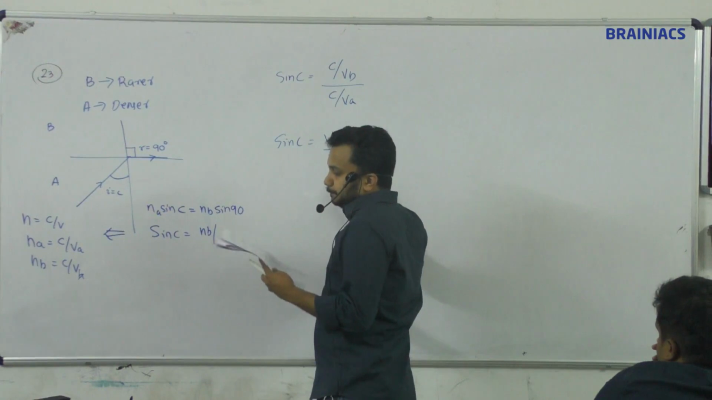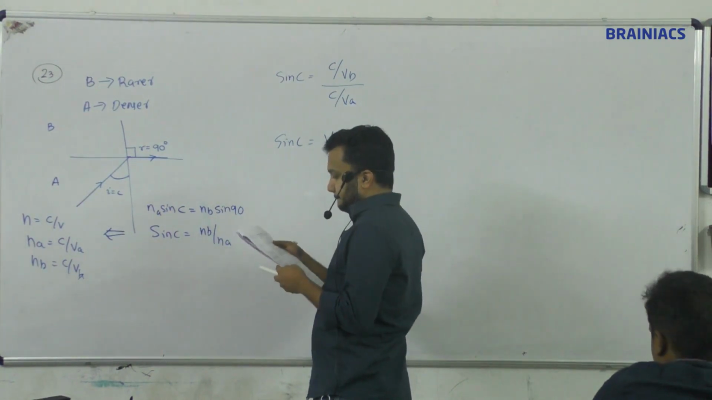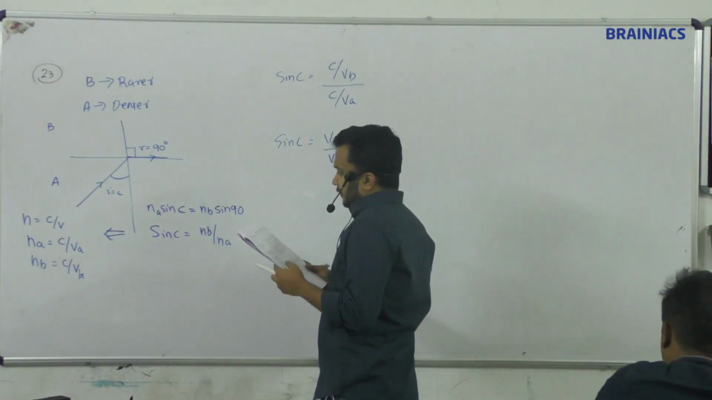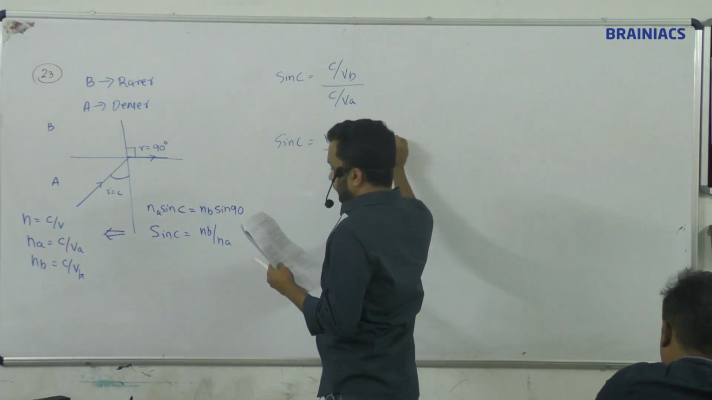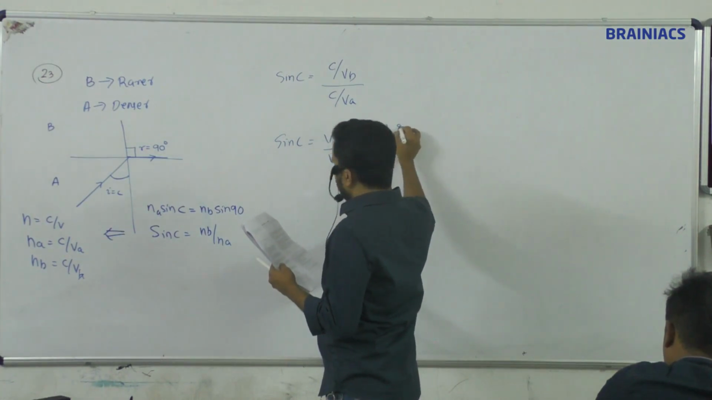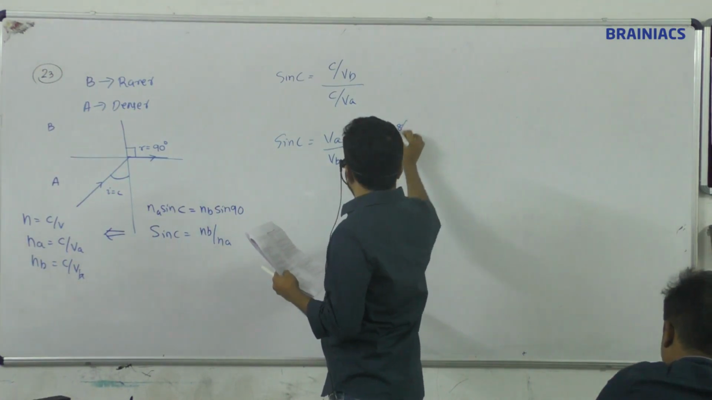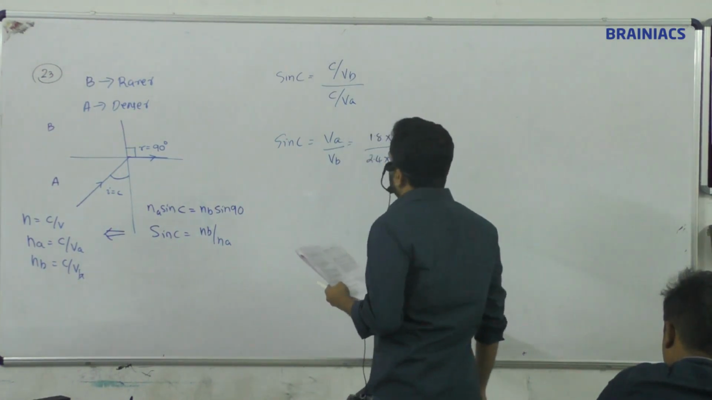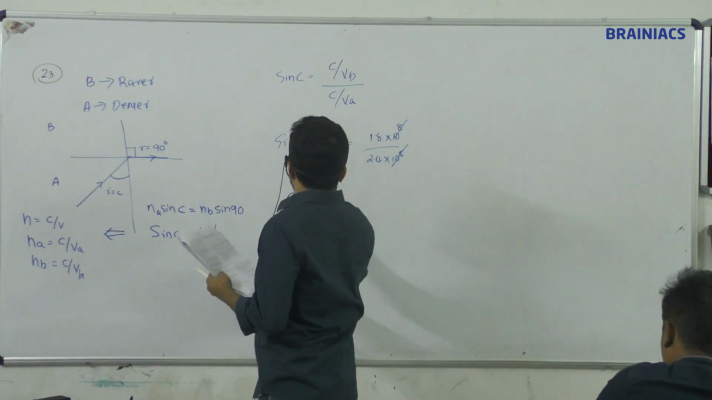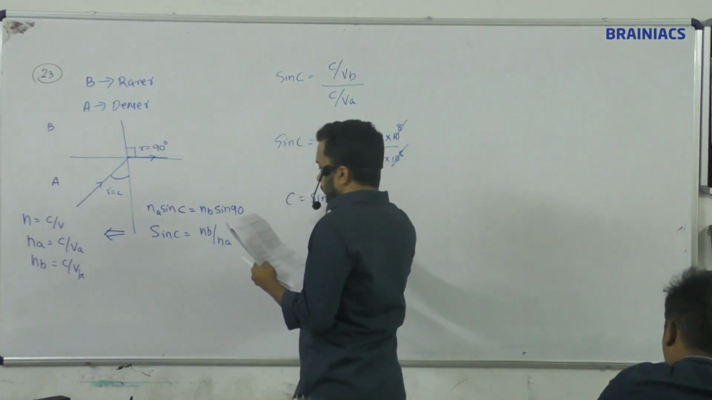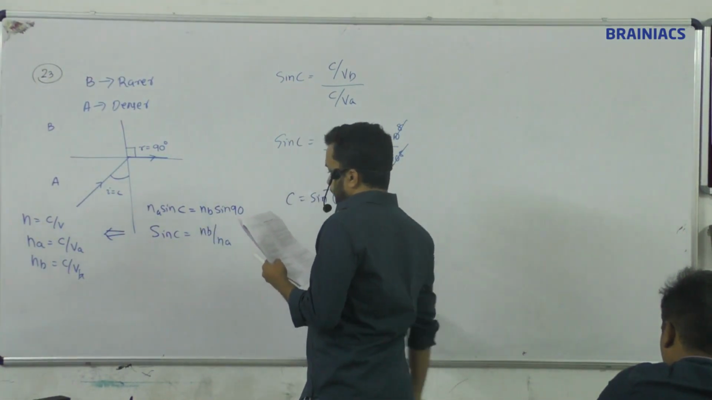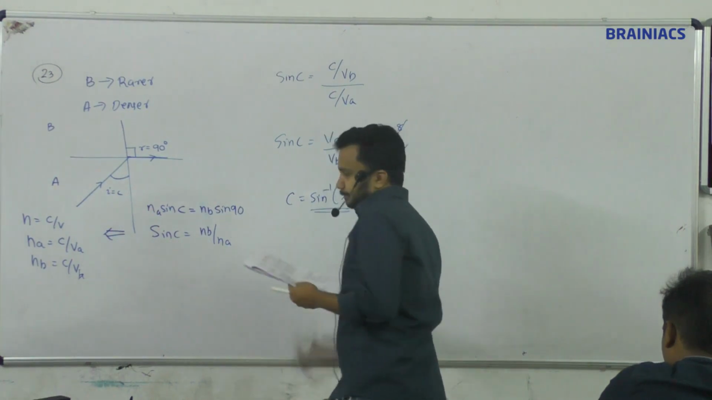What is vA? 1.8 into 10 power 8, and vB is 2.4 into 10 power 8. 18 by 24 is 3 by 4. So C is equal to sine inverse of 3 by 4. That is the answer.